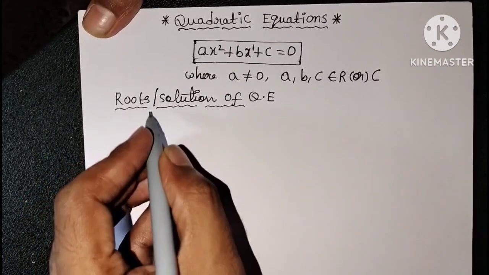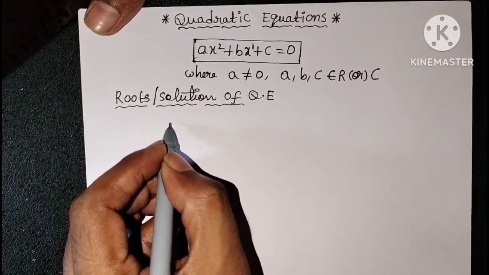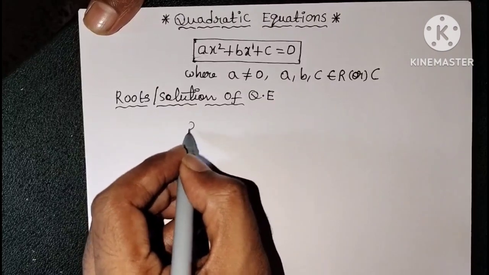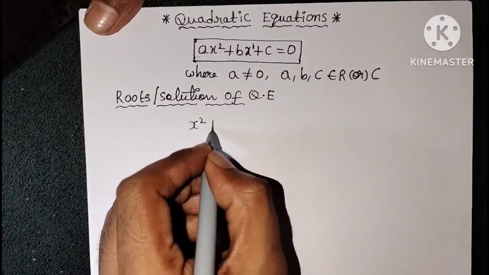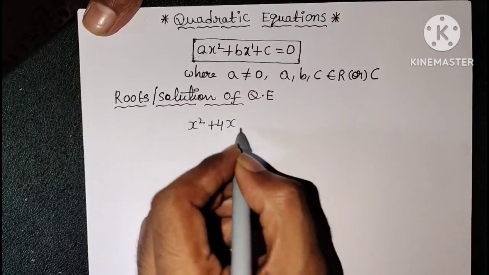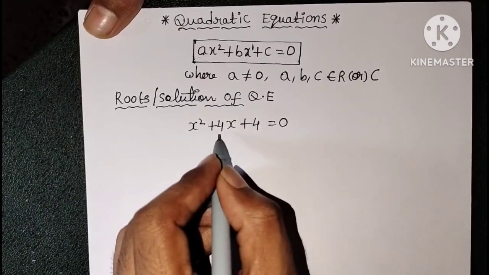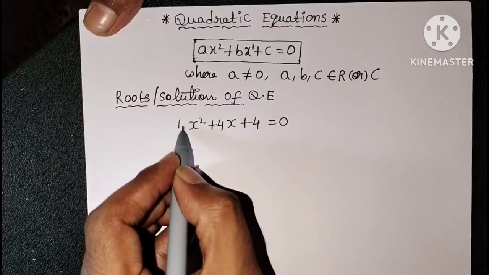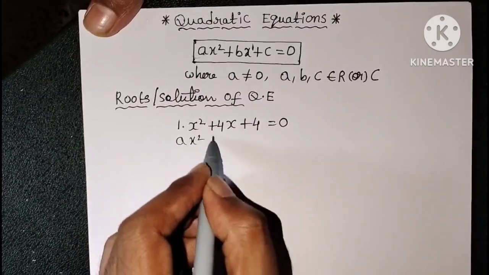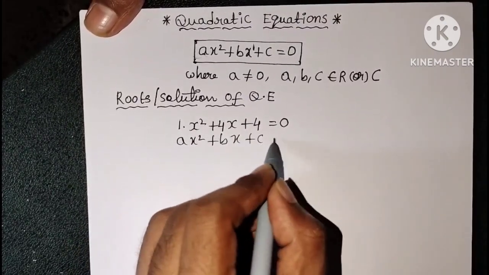So root means, for example, let us consider a quadratic equation x square plus 4x plus 4 is equal to 0. So actually it's a quadratic equation, because it is in the form of ax square plus bx plus c is equal to 0.